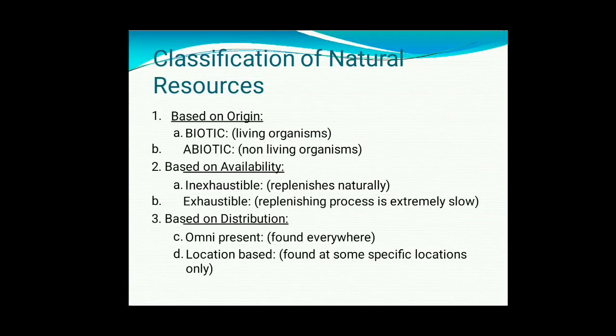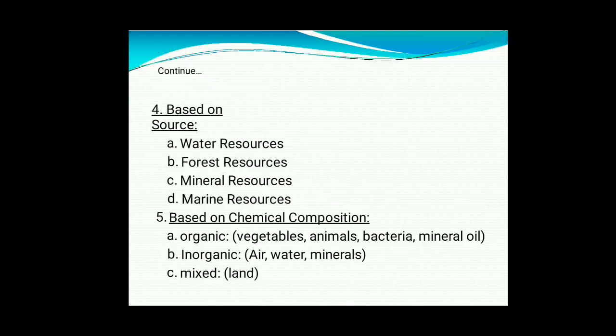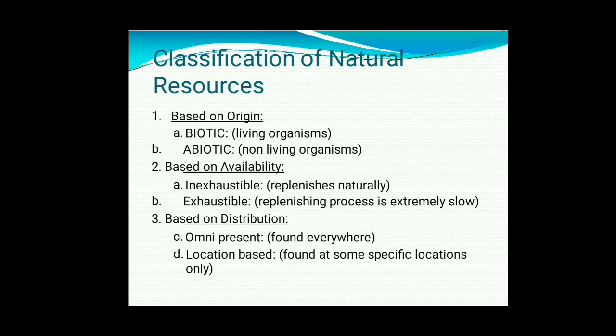Next is the classification of natural resources. Natural resources can be classified on the basis of origin, on the basis of availability, on the basis of distribution, on the basis of source, on the basis of chemical composition. Now first is on the basis of origin. They are divided into two, biotic and abiotic.